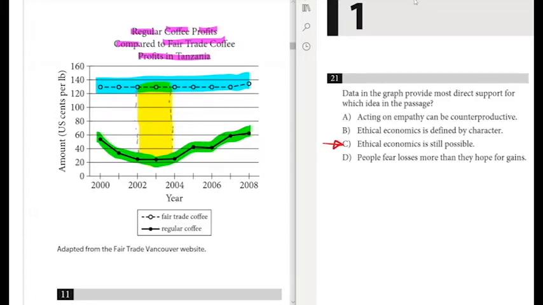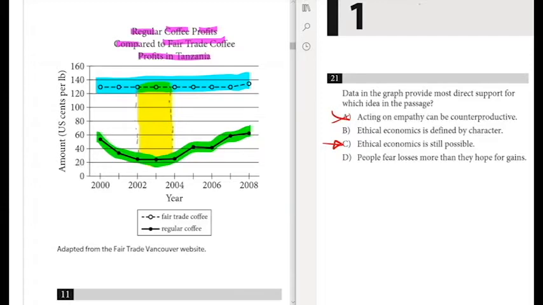Ethical economics is still possible in the sense that when you use ethics, you actually do well, you make good profits. Looking at the other answer choices, A says acting on empathy can be counterproductive. So in other words, having ethics is a bad thing. The graph clearly seems to be stating that acting on ethics is a good thing.